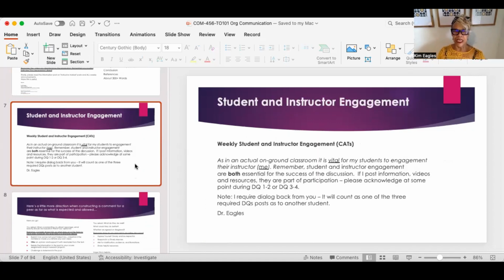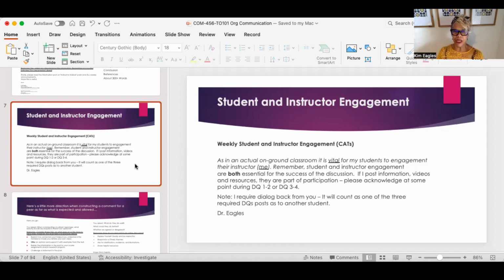Additionally, the student instructor engagement is quite important. I will look for information from you. I will also post on the message boards. Please, if you have any questions for me, you need to post those on the message board on Halo, and also make sure that you include your name and the class that you are in.